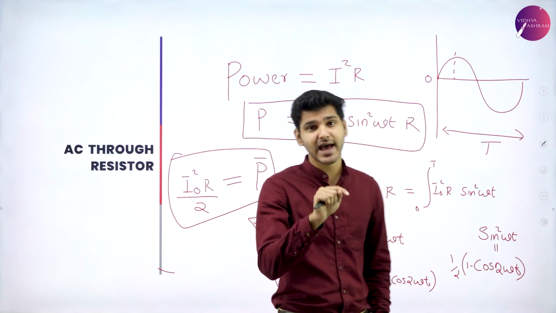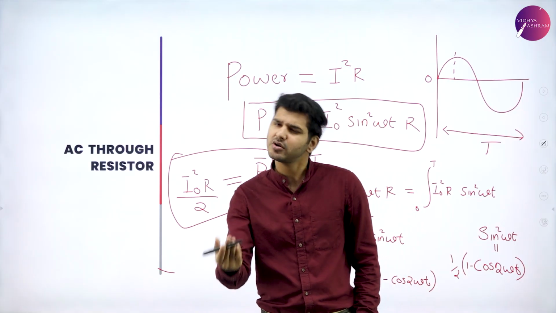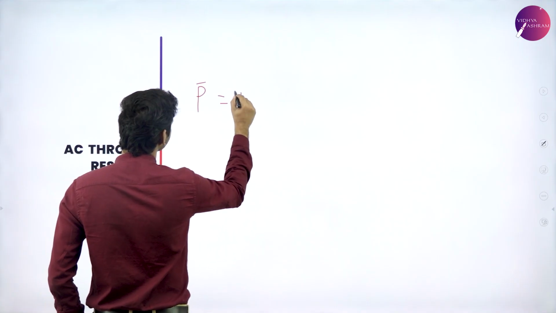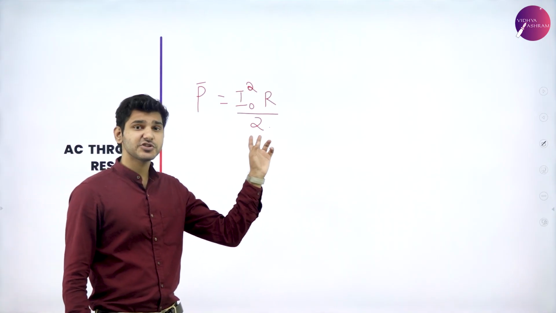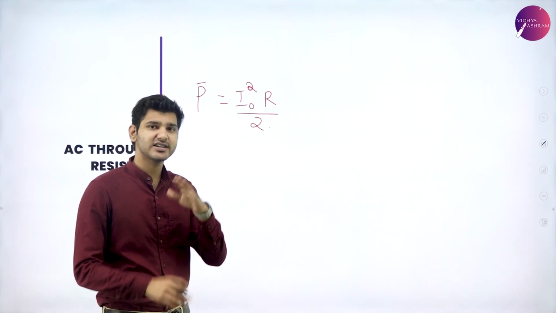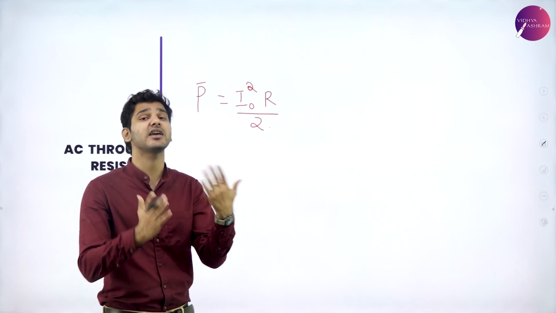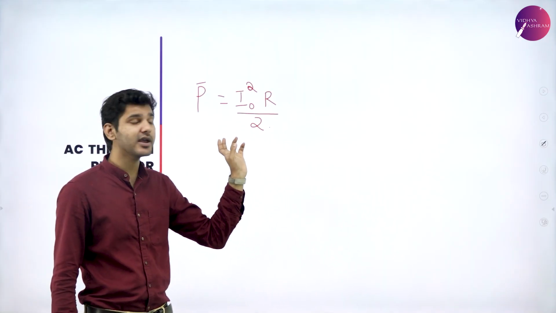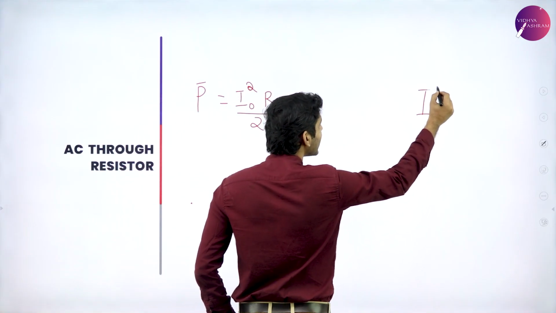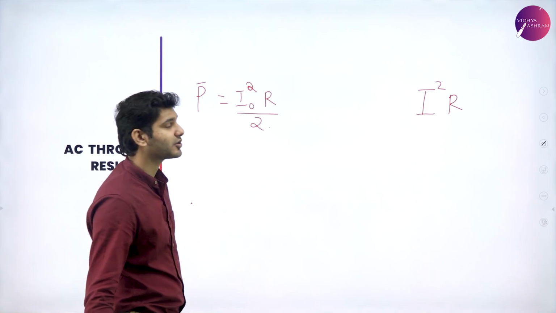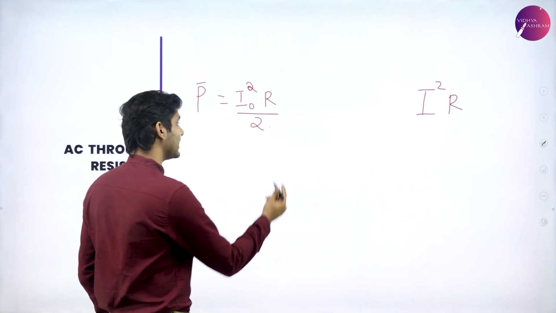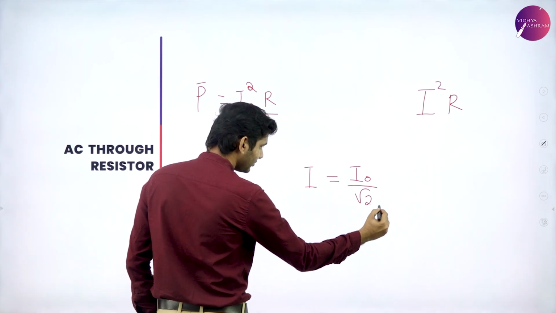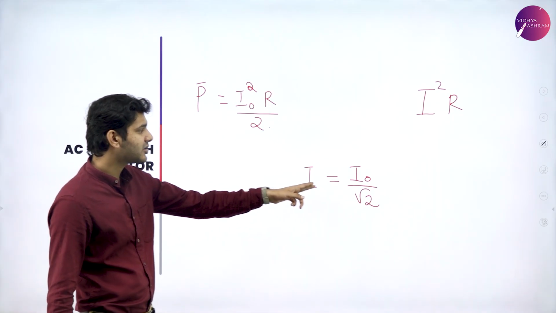But the interesting fact is that since we took the RMS value, this I naught will be equal to I RMS. So the average power over the AC is given by I naught square R divided by 2. That is the equation you are going to use throughout for the numerical problems, if any come. But the interesting thing is that when we compare it to a normal DC circuit, we have I square R. Here it is I naught square by 2, which means that I can say I is equal to I naught divided by root 2. That is, I square will be equal to I naught square divided by 2.